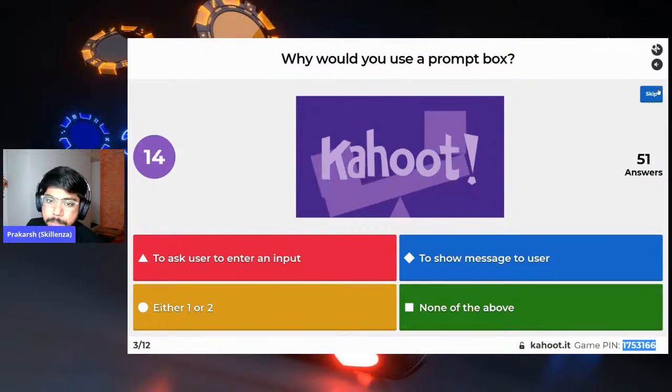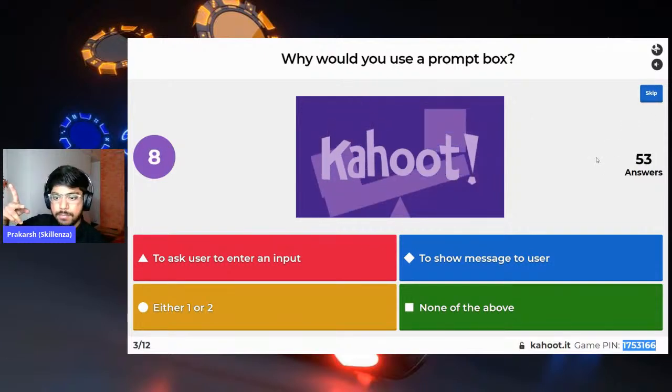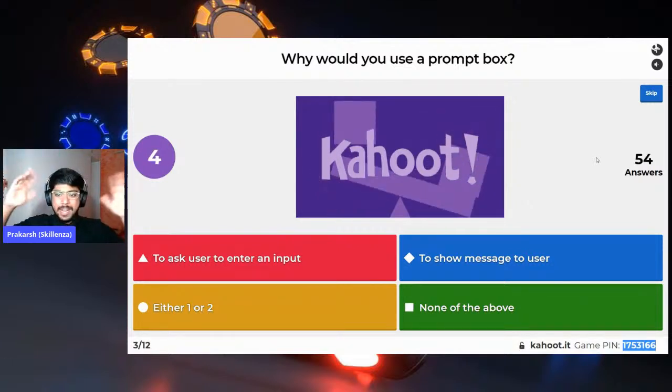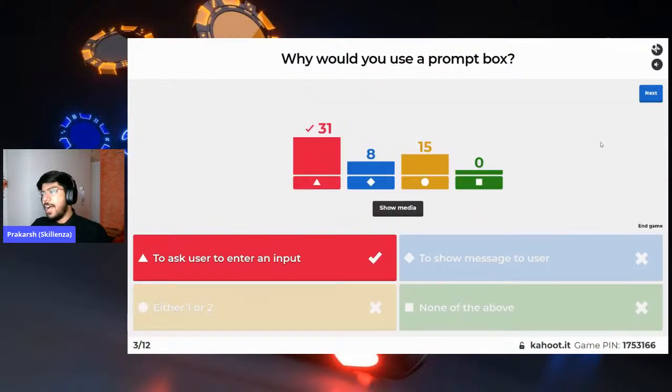I'm actually scared to press the skip button. If I press the skip button, would we skip the question? 20 seconds are enough. Yesterday I gave 20 seconds. Everybody was like, hey, too much gap, too much gap, too much gap. 31 right answers.